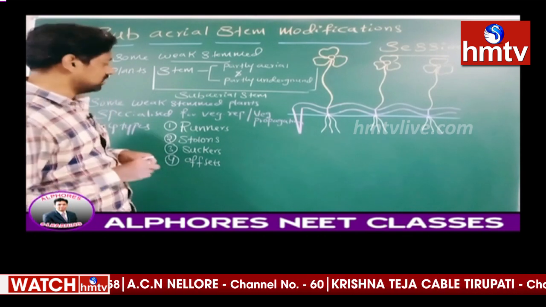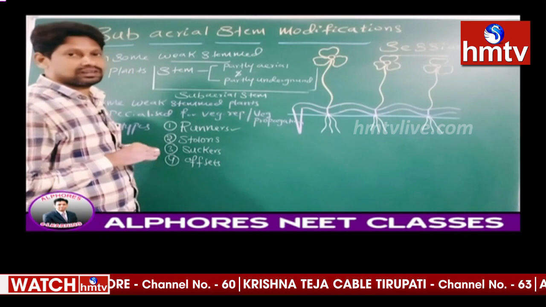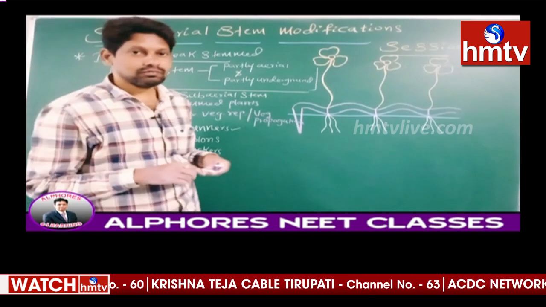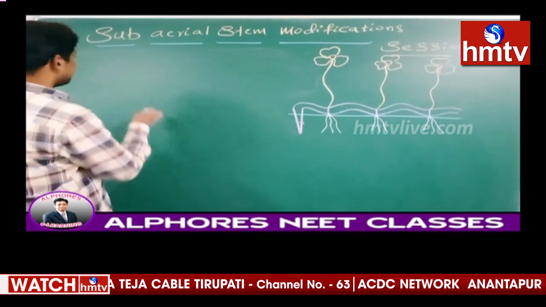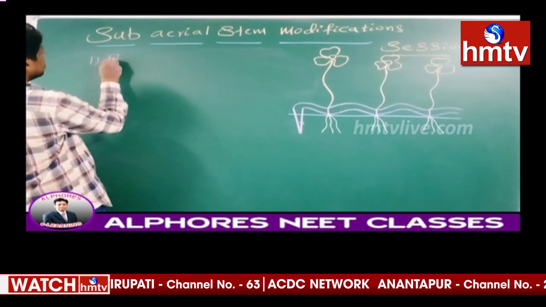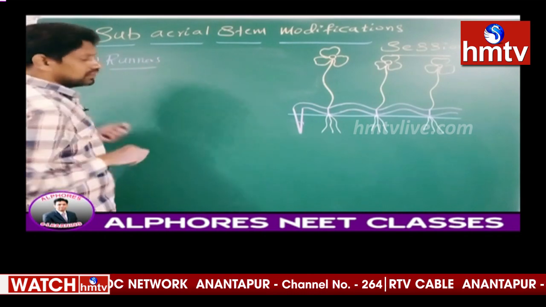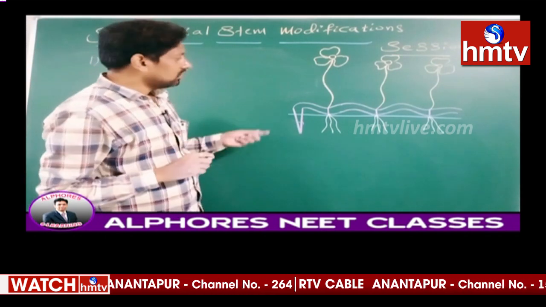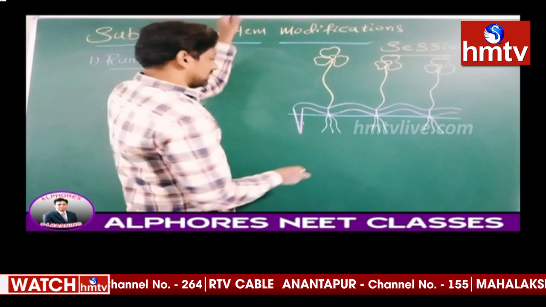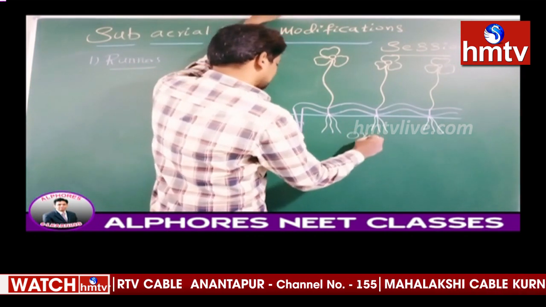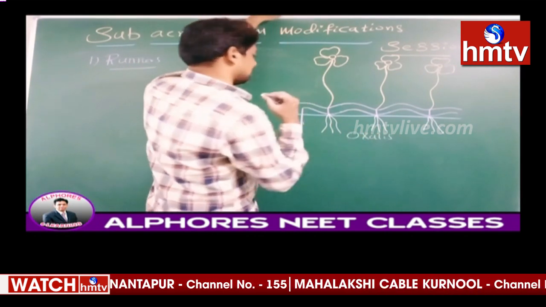Go for the first one. What are runners? Now listen here. This is an Oxalis plant. What is this plant name? Oxalis.